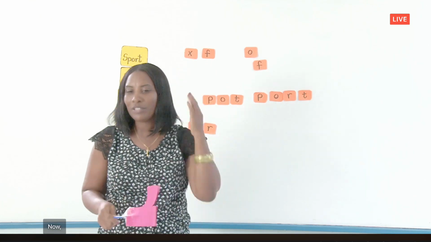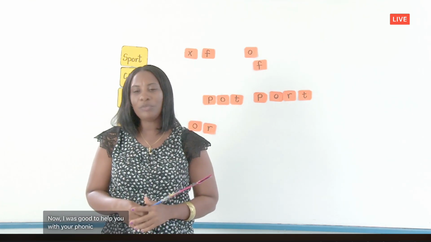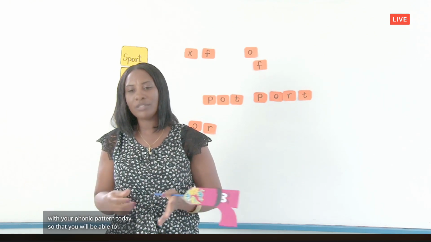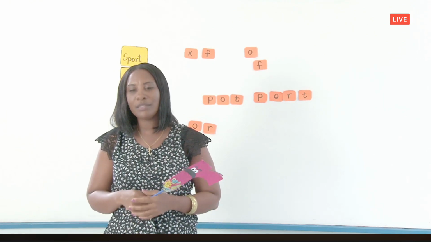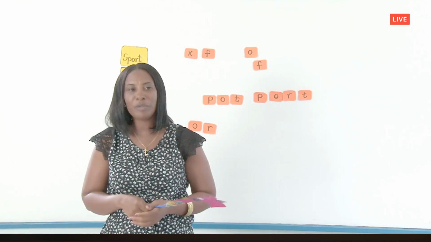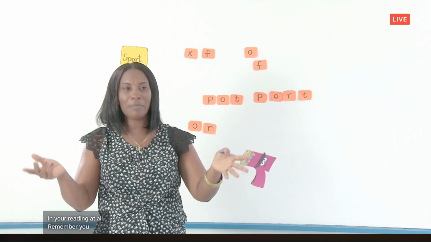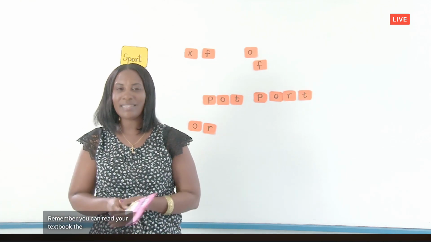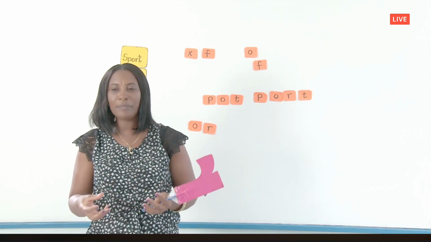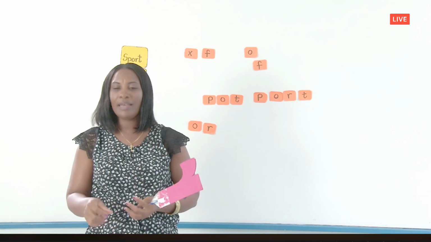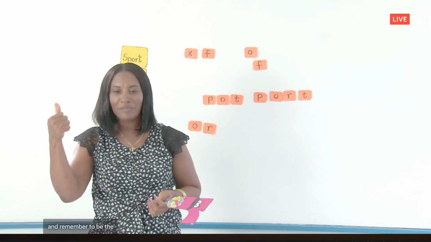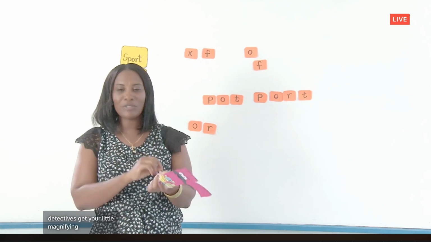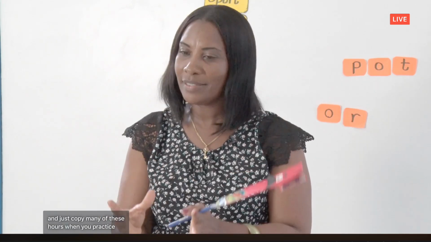Very good. Now, it was good to help you with your phonic pattern today so that you will be able to find many of these OR words in your reading at home. Remember, you can read your textbook, the newspapers, the magazines, anything at all at home. You pick them up, and remember to be the detective. Get your little magnifying glass, your notepad, and just copy many of these OR words. When you practice, you're going to get better at reading these words.